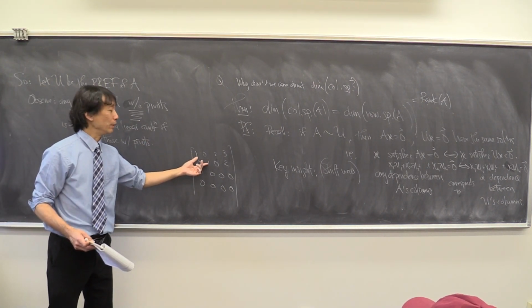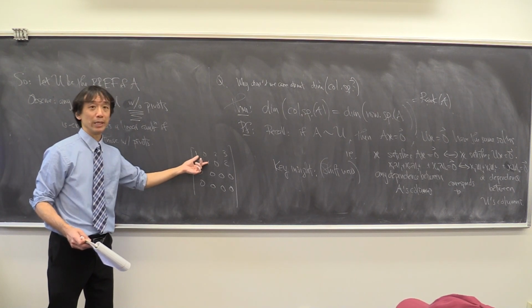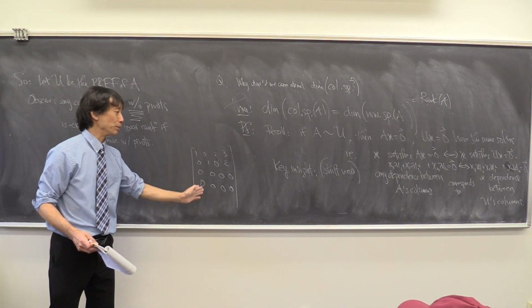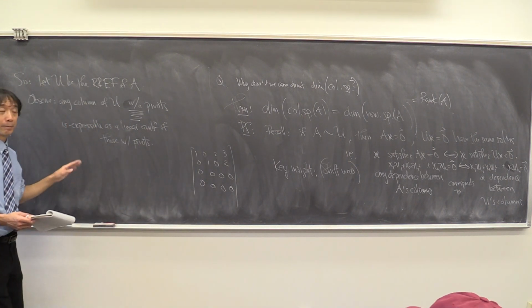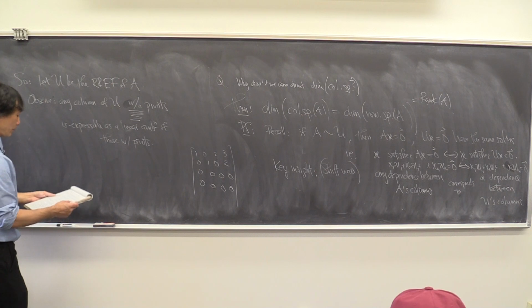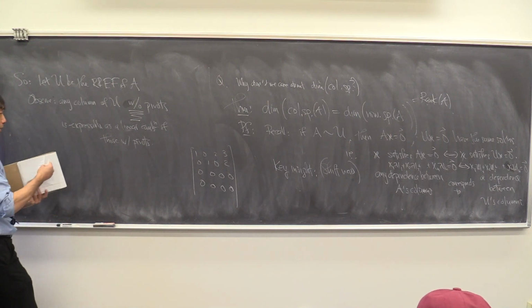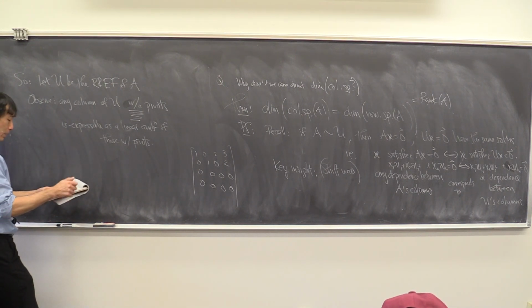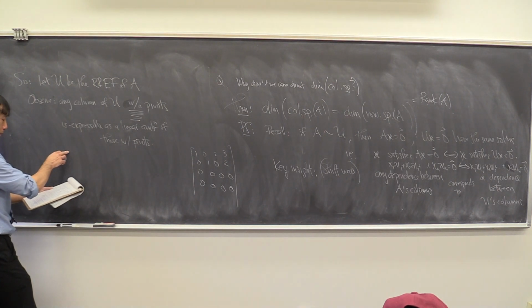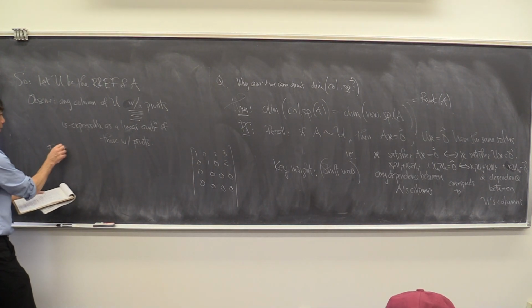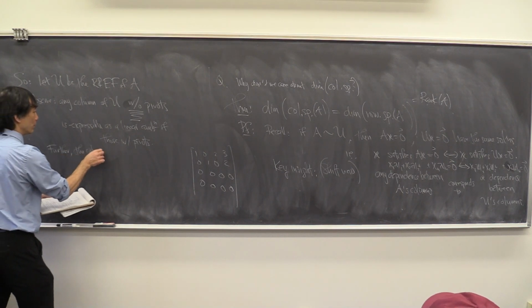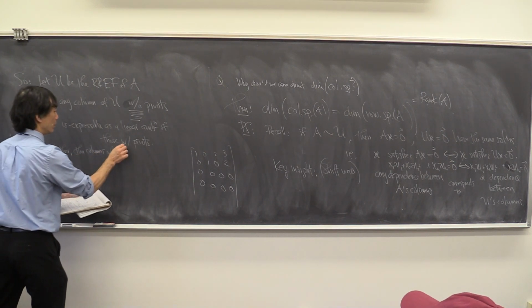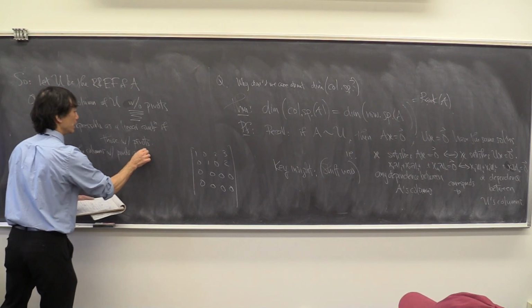Further, the columns with pivots are linearly independent, because it's 1 0 0 0, 0 1 0 0. Further, the columns with pivots are linearly independent.